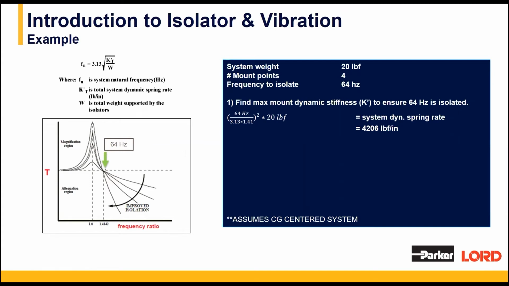We estimate a system dynamic stiffness of 4,200 pounds per inch. We're going to divide that by the number of mounts that's supporting the system to get an estimate for a mount stiffness, 1,050 pounds per inch.